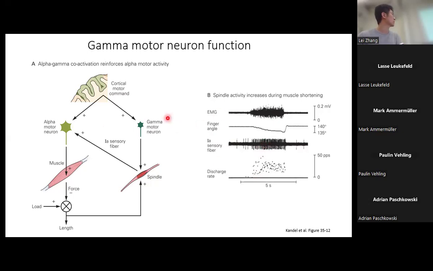Here we cannot record the gamma motor neuron because this neuron is very small in size, so experimentally it is very difficult. But we can indirectly say that the gamma motor neuron is active because in this case the muscle is shortening, and you have muscle activation, and you also have sensory activation. If the gamma motor neurons were not active, you would not expect sensory feedback because the muscle is shortening. So this indirectly indicates that you need to activate the gamma motor neuron to get the sensory activation.